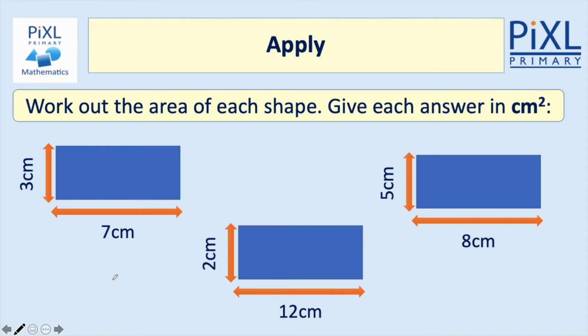How did you get on? Let's have a look at the answers. Now I'm afraid you're going to have to deal with my dodgy pen writing again. So this first one is 3 centimetres multiplied by 7 centimetres, which equals 21 square centimetres.